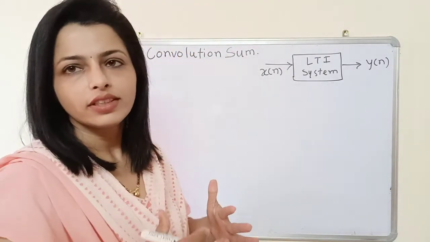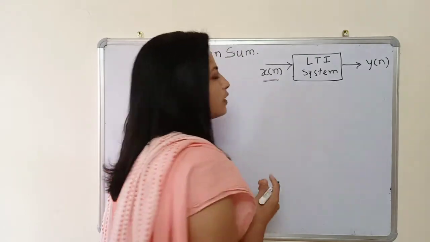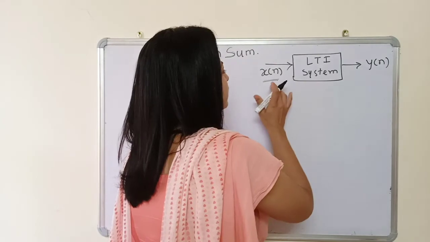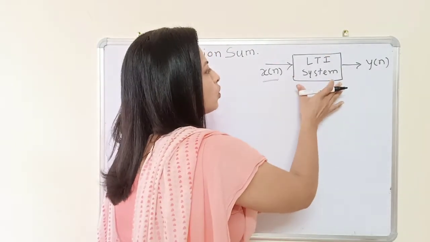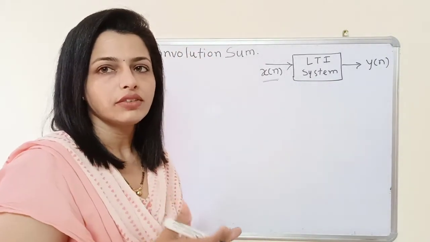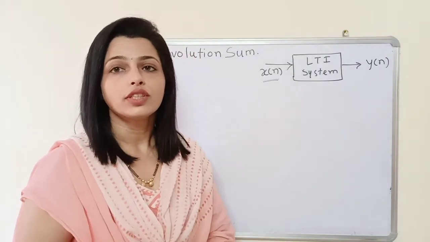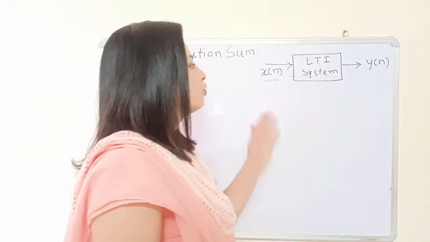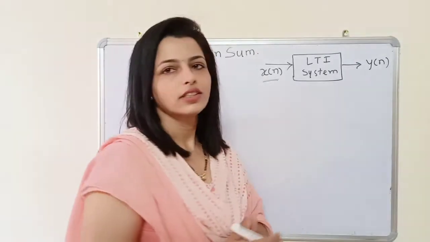Here we are trying to find out how the output is calculated when some specific input is given. The relationship between y of n and the input x of n depends wholly on the characteristic of this LTI system. The easiest way to find out the characteristic of the LTI system is to give some input which is very simple and known to us, and whatever output we get, we use it for finding out the characteristic of the system.